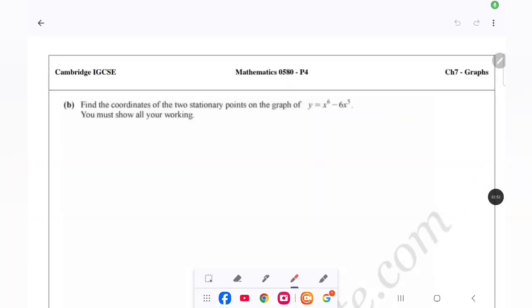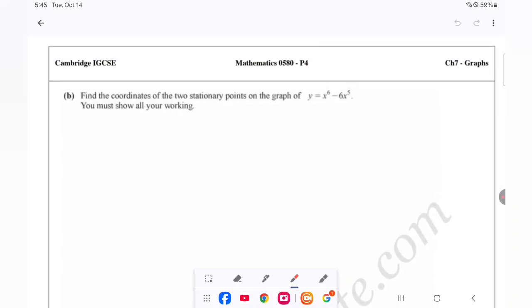Part B says find the coordinates of the two stationary points on the graph and show all working for the two stationary points. First, on the given equation, we have to take the derivative. This will become dy over dx is equal to 6x to the power minus 1, power multiplied by the coefficient, 5 into 6 is 30 and power minus 1. This is our derivative. Now since it is stationary, first put the value of y is equal to 0, 6x to the power 5 minus 30x to the power 4.